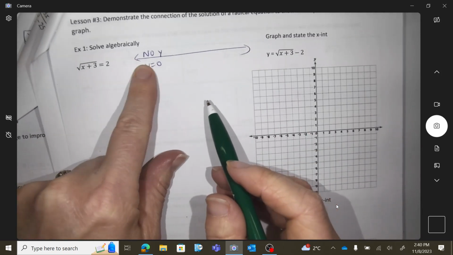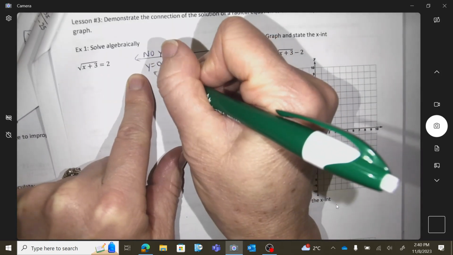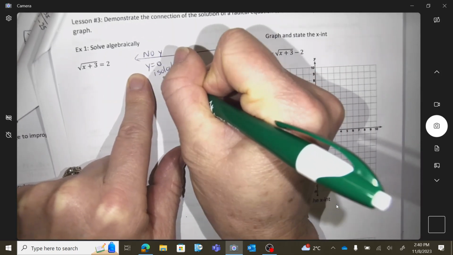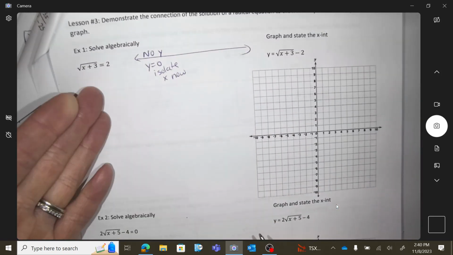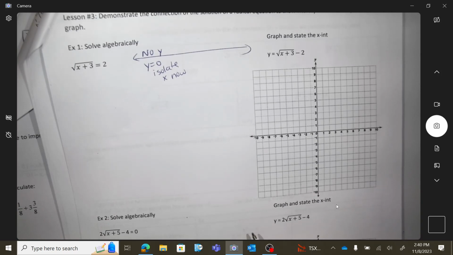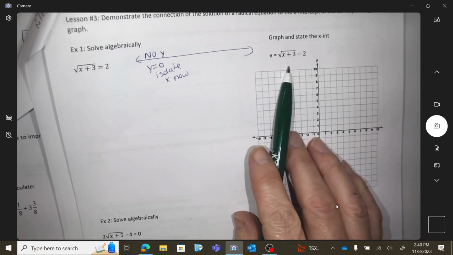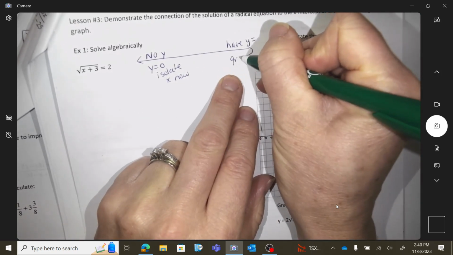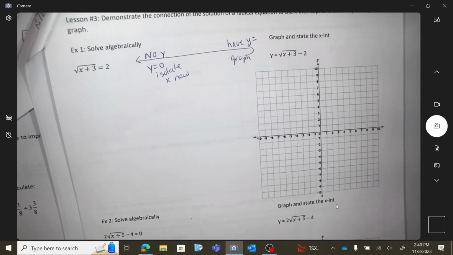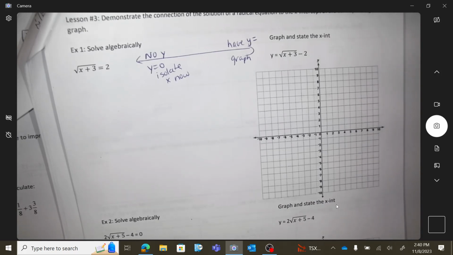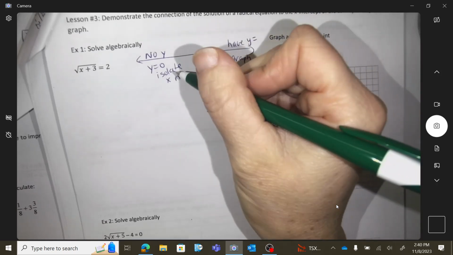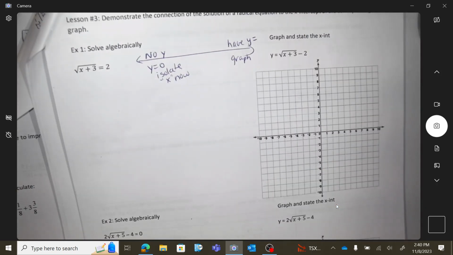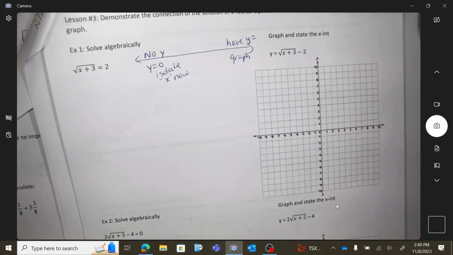So what this is, there's no y, so y equals 0, and we will try to isolate x out of it. If we get rid of y, we can isolate x somehow, right? Here we have y. We want a y equals, and then we can graph it, right? If we have a y equals, we can do graphs. Isolate x.